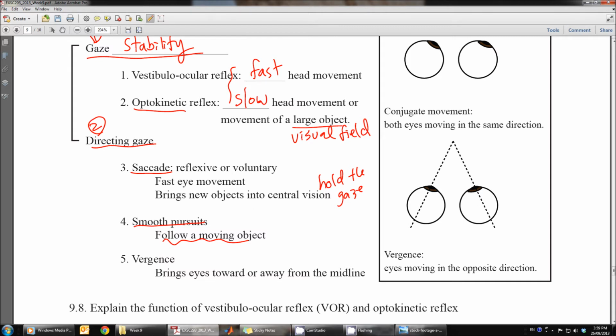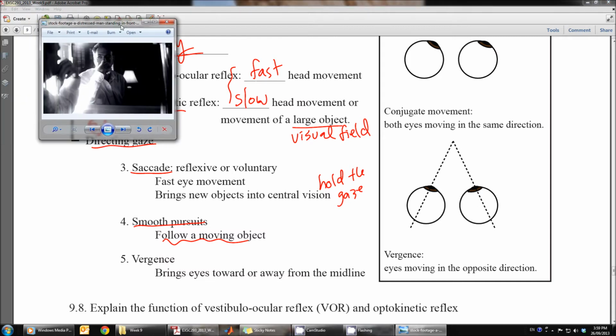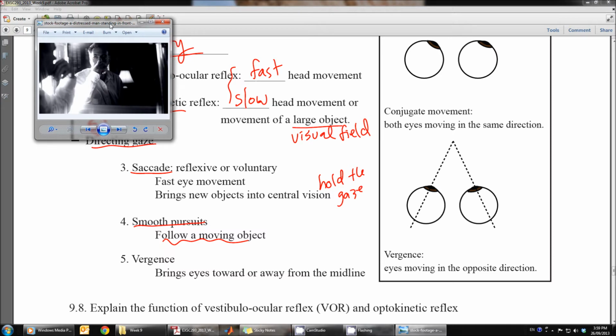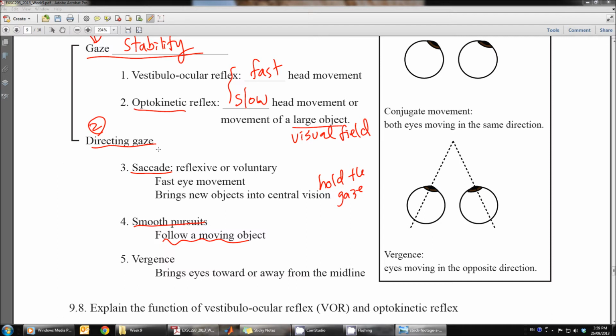But if I say, look at the picture, and you direct your gaze at the picture and hold it there, that's your saccades. Especially that's a voluntary saccade, because you voluntarily moved your eye to one particular spot. And the 5th category of eye movement is vergence, which is bringing the eyes towards or away from the midline. So vergence is to accommodate or focus on near and far objects. So that's vergence, which was number 5.